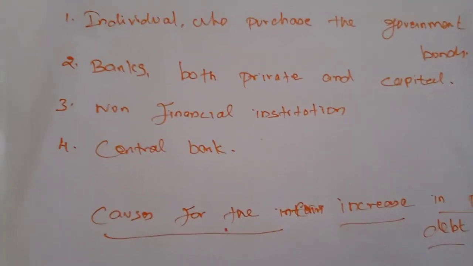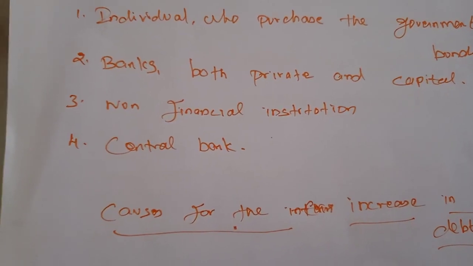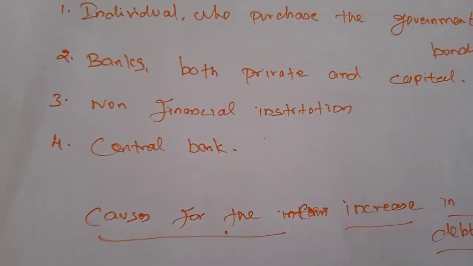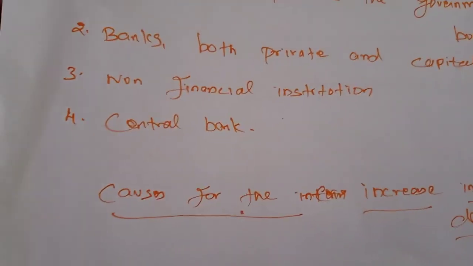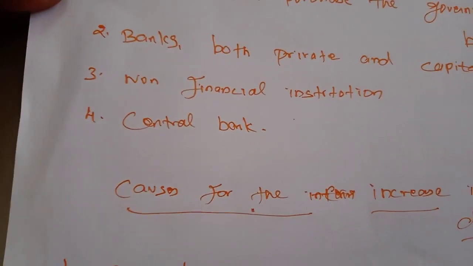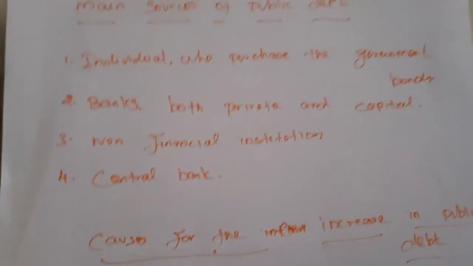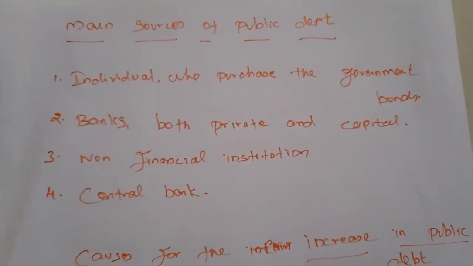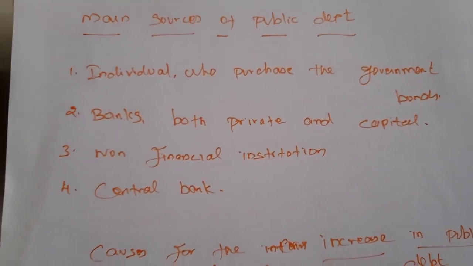Next, the central bank can lend to the government in the form of money supply. The central bank can also issue money to meet the expenditure of the government. Already we have studied the Reserve Bank of India. The central bank is the lender of last resort to the government. So if the government is at an insufficient level of money, it can borrow the money from the central bank also.